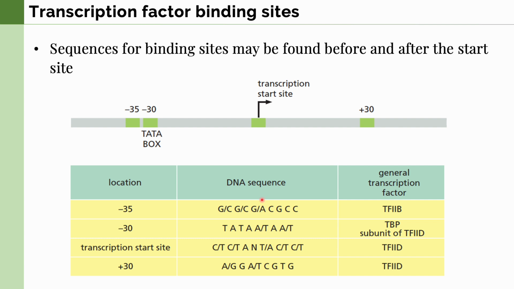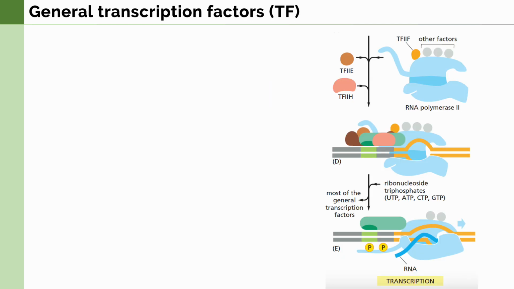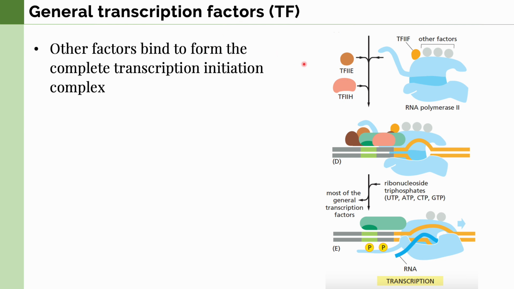This table demonstrates that the sequences for binding sites may be found before and after the start site of our gene. Moving back to the general transcription factors, other factors also have to bind to TF2D in order to form the completed transcription initiation complex. These include TF2F, TF2E, and TF2H. Together with a bunch of other factors, they help recruit RNA polymerase II. Again, altogether, they are known as the transcription initiation complex.